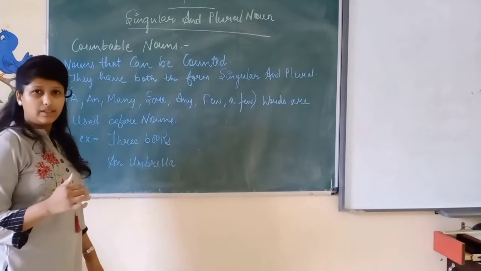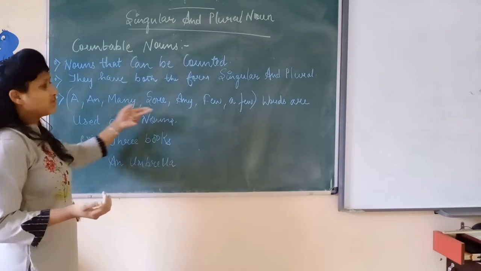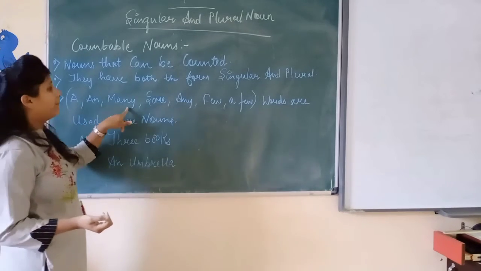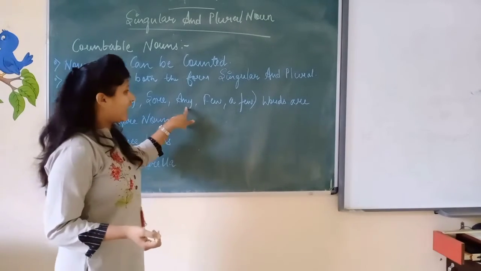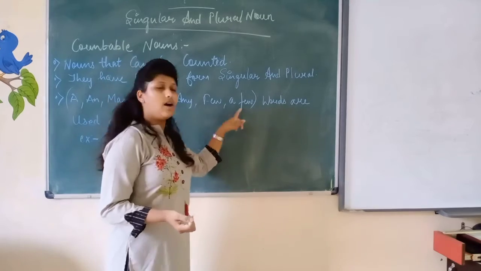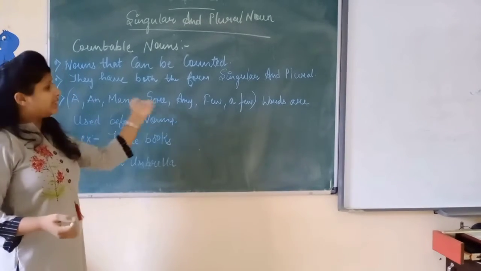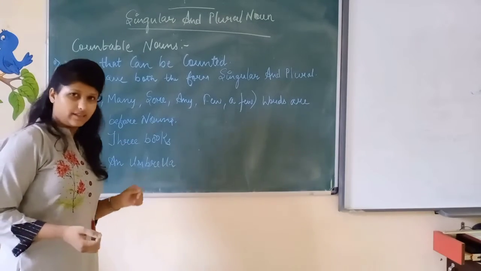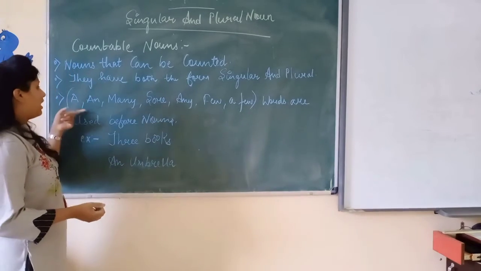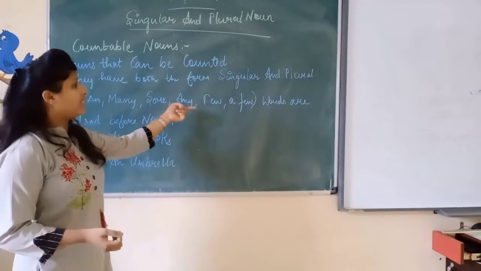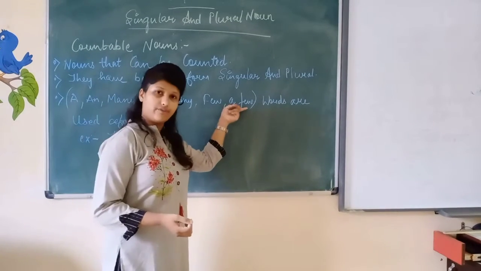Now, in countable nouns, we use these words. They are a, an, many, some, any, few, a few. Let me repeat it again. We can use these words with countable nouns. They are a, an, many, some, any, few, a few.